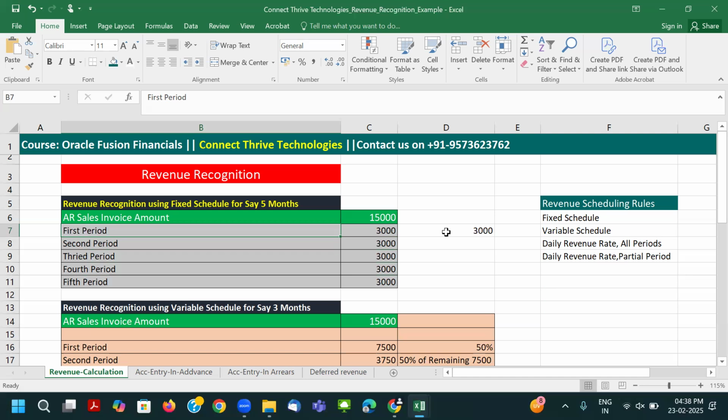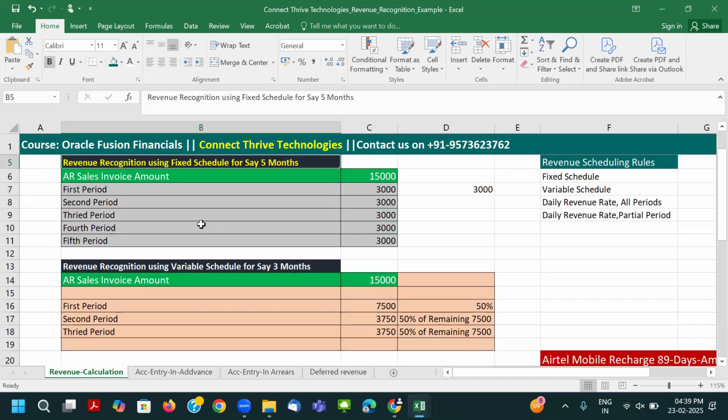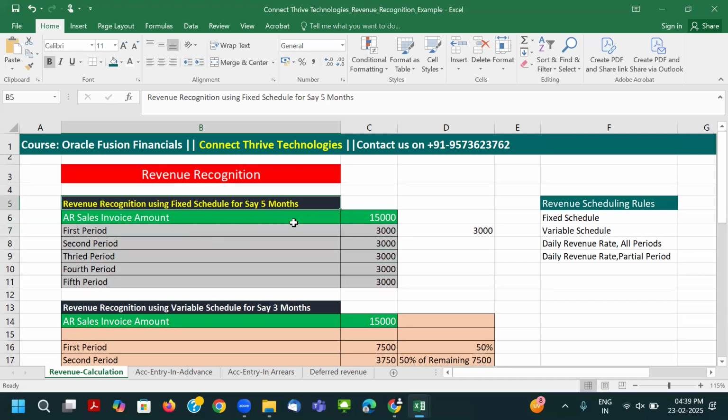Let's see in the advance case mainly how the calculation will happen for these four rules along with accounting entries. I will explain in detail. So the first rule we have is fixed schedule. Let's say the fixed schedule is 5 months. Let's assume our total invoice amount is 15,000.